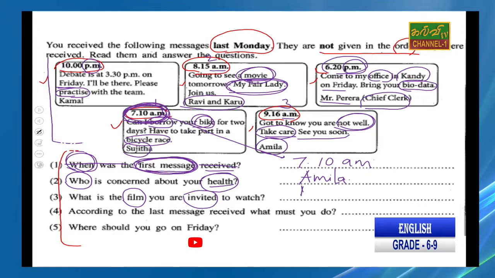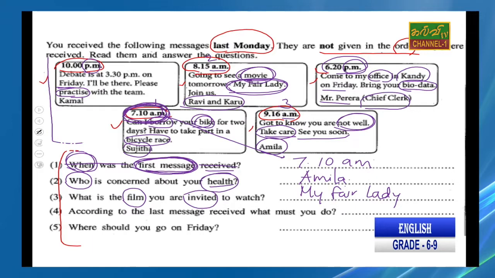So you can write My Fair Lady. So this is the movie or film you expect from the student. So you can write, getting the idea, getting the specific message or fact, in there.